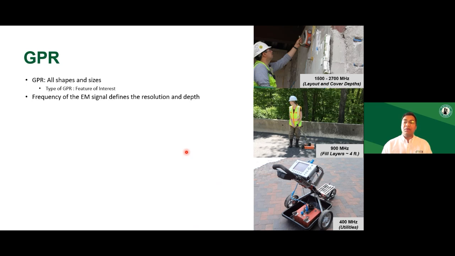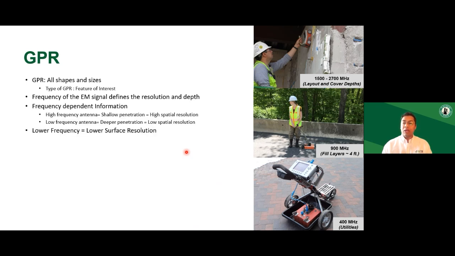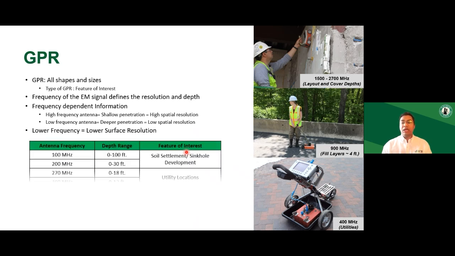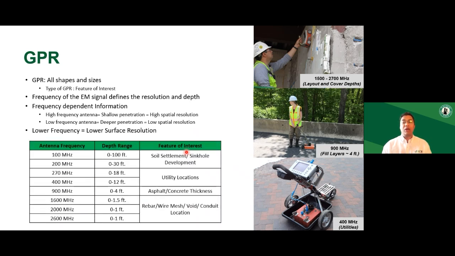Typically high frequency antennas have a shallower depth of penetration, but they have really high spatial resolution. Low frequency antennas have greater depth of penetration, meaning they can look a lot deeper into the concrete or soils, but they lose out on the resolution. And here is a table showing the antenna frequency, the approximate range of penetration depth, and typical applications we see. Shallower investigations usually use high frequency GPRs, whereas for a deeper look into the structure, you tend to use low frequency GPRs.